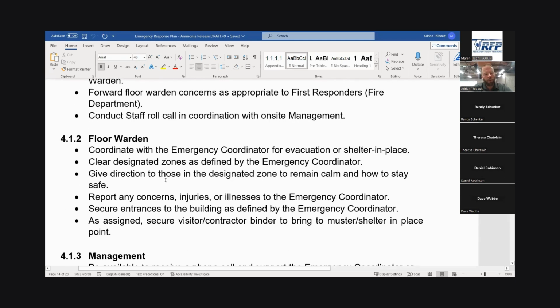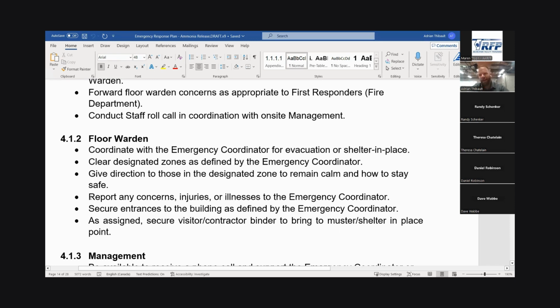Now, the floor warden, a lot of the same things, except you're not going to be coordinating with first responders or the fire chief. The floor warden is coordinating with the first initial responder, and they're talking to the emergency coordinator about the shelter in place or evacuation. Give direction to those designated zones, remain calm, how to stay safe, report any concerns, injuries, or illnesses.